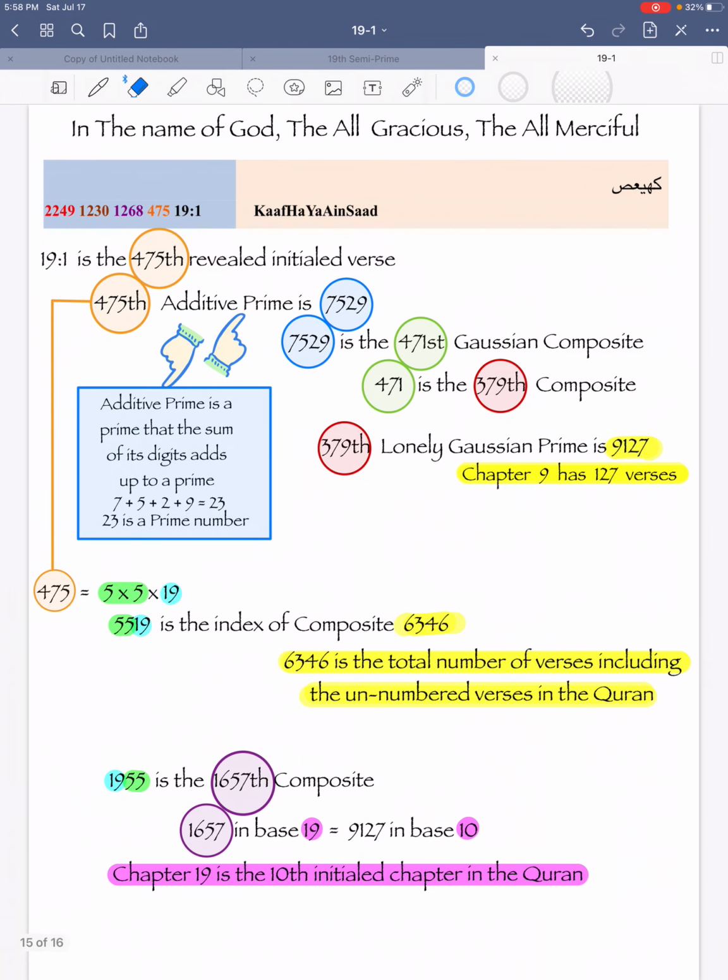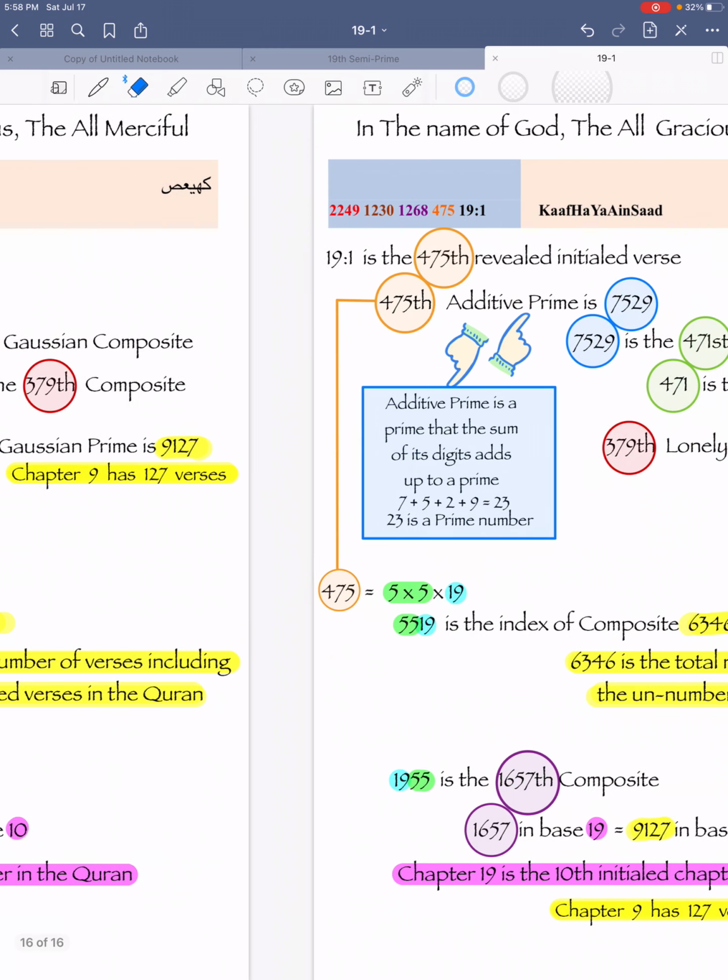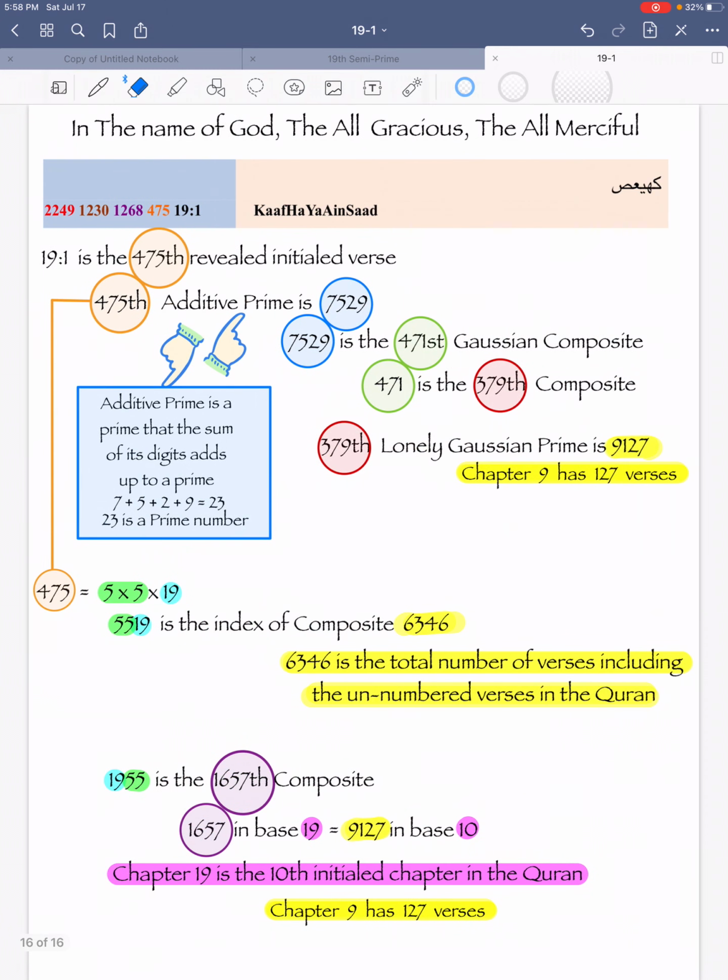Well, chapter 19 is the 10th initial chapter in the Quran. Even the bases are mathematically telling us information. Also, we have 9127. Chapter 9 has 127 verses. Again, God is reassuring us that chapter 9 has 127 verses and not 129. Very easy mathematics to follow.